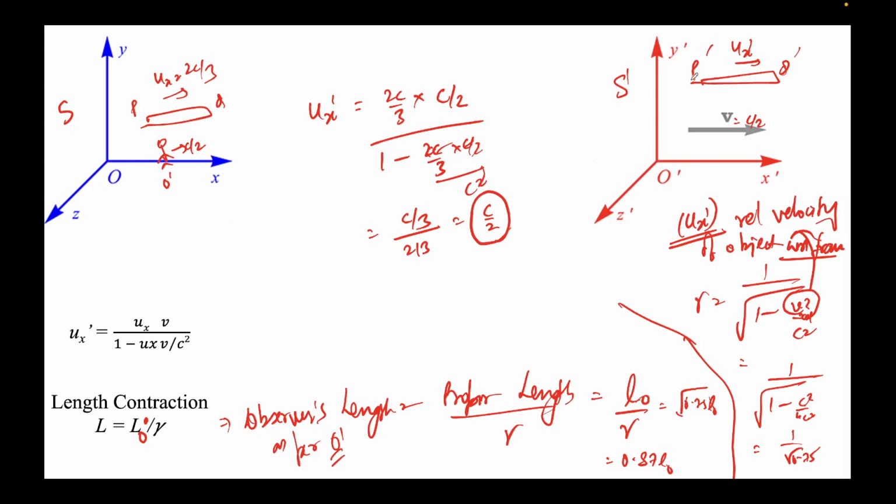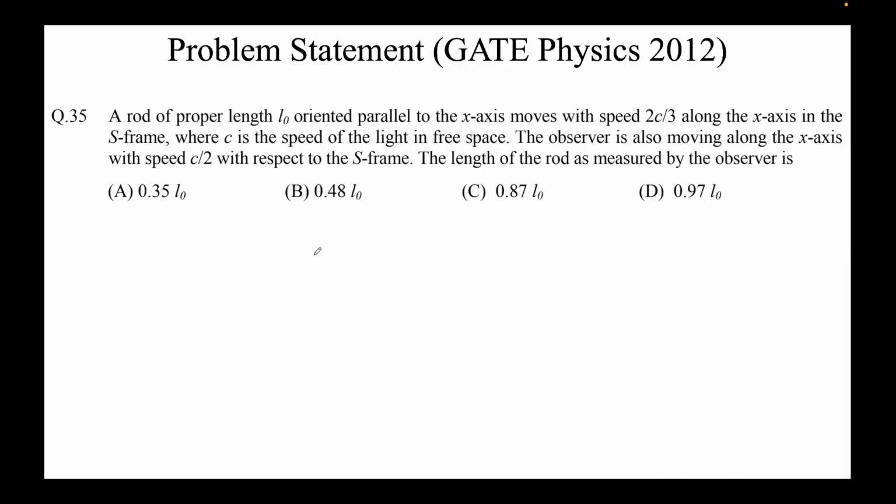This means we need to find the velocity of this rod, which is ux in the prime frame. Hence we need to find ux prime, and this is the formula that we have seen in the velocity transformation exercises, and we simply put it in and solved it. So that's that. And yes, this would be the answer, 0.87 L naught.